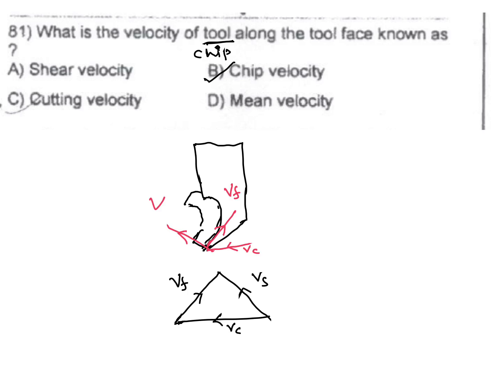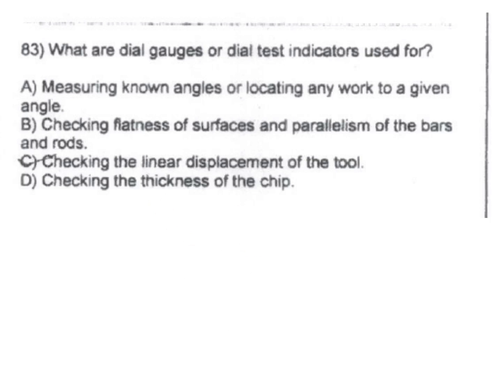What are dial gauges or dial test indicators used for? A, measuring known angles or locating any work to a given angle, checking flatness of surfaces and parallelism of the bars and rods. Yes, this is possible. Checking the linear displacement of the tool, no. Checking the thickness of chip, no. B is the answer: checking flatness of surfaces and parallelism of the bars and rods.